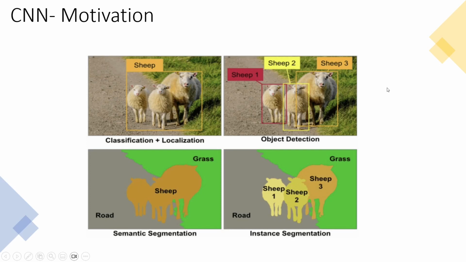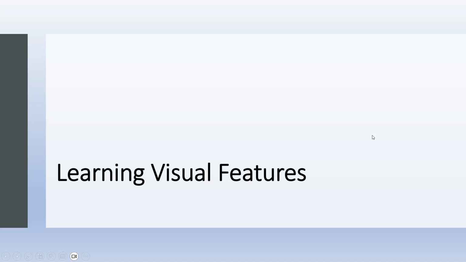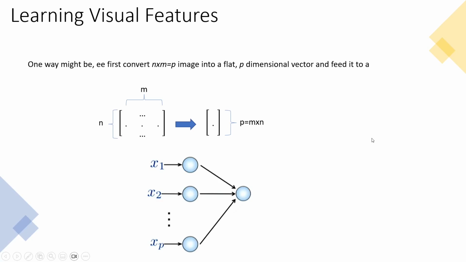I hope now the convolutional neural network motivation is more clear, and the problems we can solve with a CNN are more clear. We can basically solve classification, object detection, semantic segmentation, and instance segmentation problems. We can solve more problems with convolutional neural networks, but these are basically the most popular problems that we can use CNNs to deal with. Okay, so learning visual features.